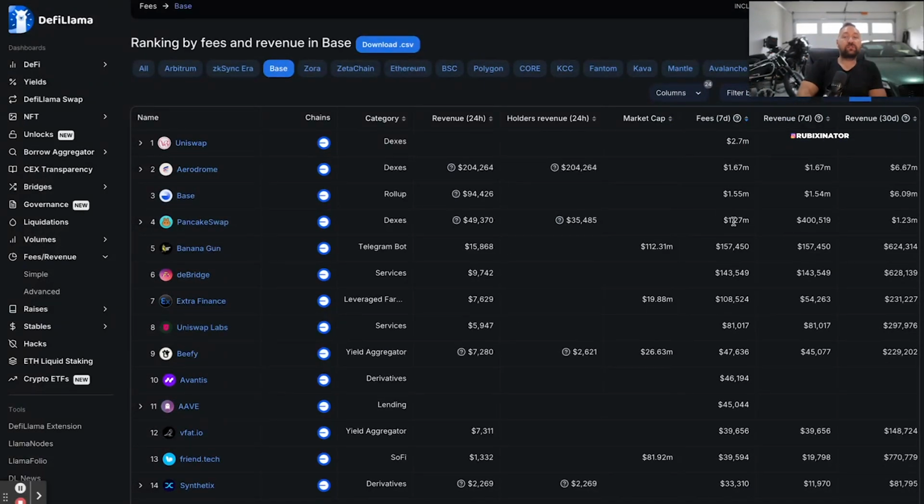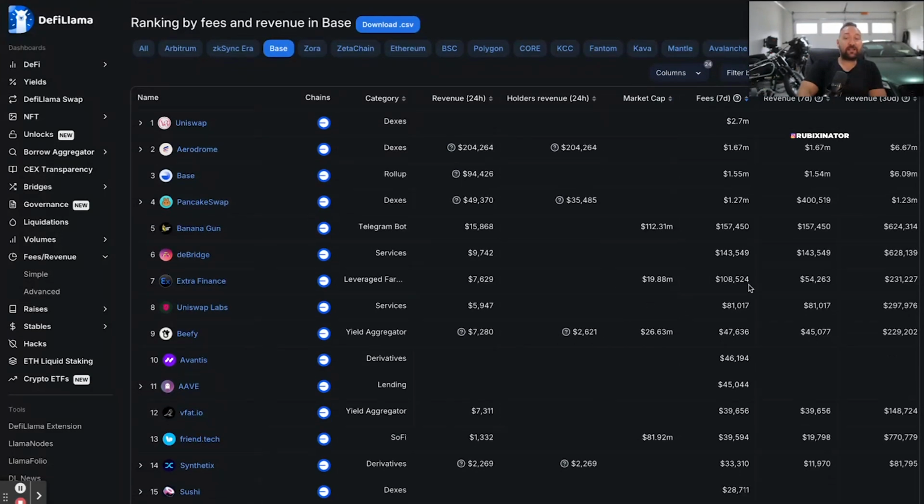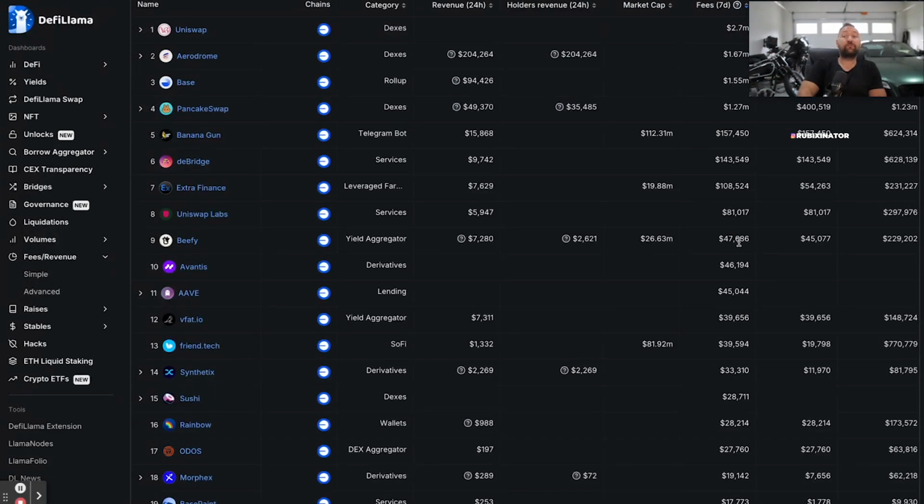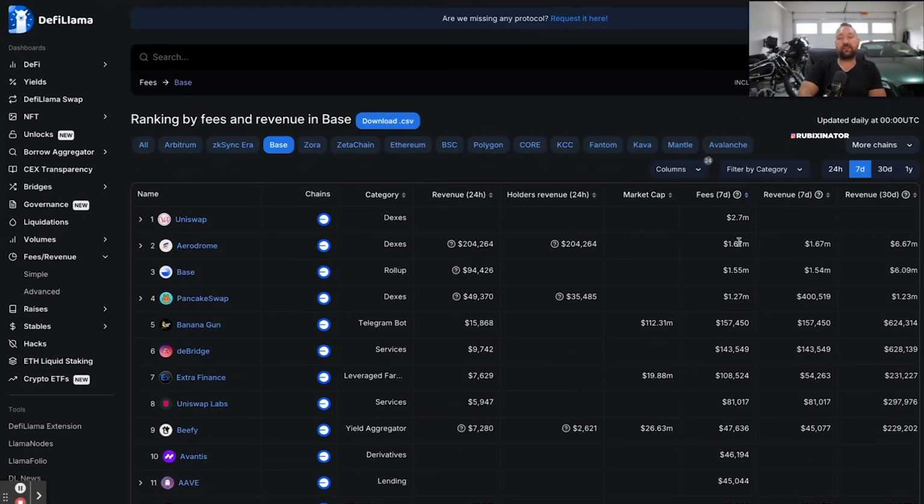PancakeSwap, $1.27 million in fees. Extra Finance, $100,000 over the last 7 days. Beefy, $47,000 over the last 7 days. Again, Beefy is a yield optimizer, and they pool together users' funds, provide liquidity, and auto compound for you.